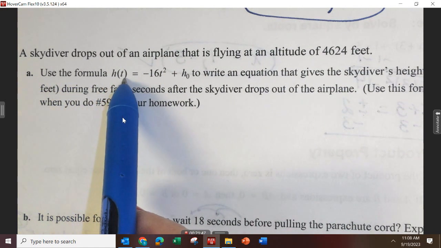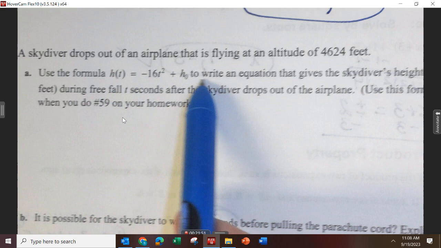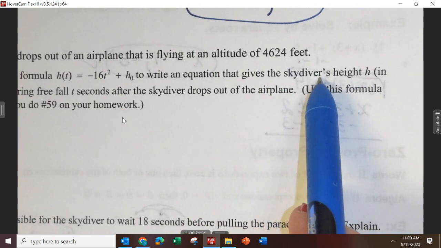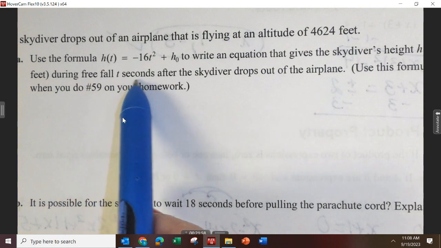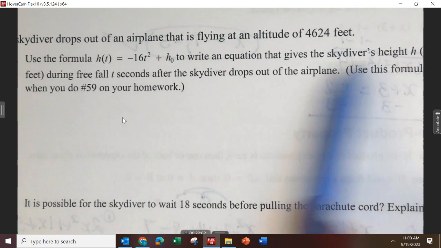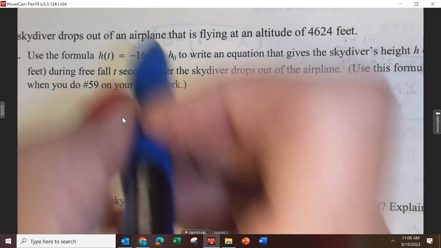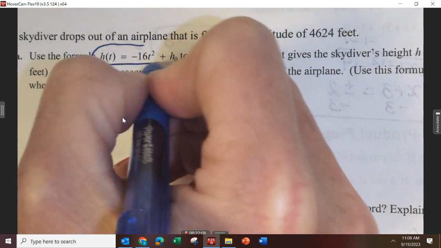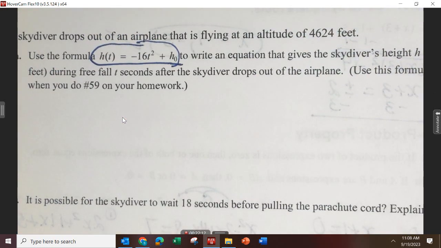Use the formula h of t equals negative 16t squared plus h sub o to write an equation that gives the skydiver's height, h, in feet during free fall t seconds after the skydiver drops out of the airplane. You're going to have to do problem 59 on your homework. You're going to have to look back at this formula. This is a formula that always works for free falling objects.